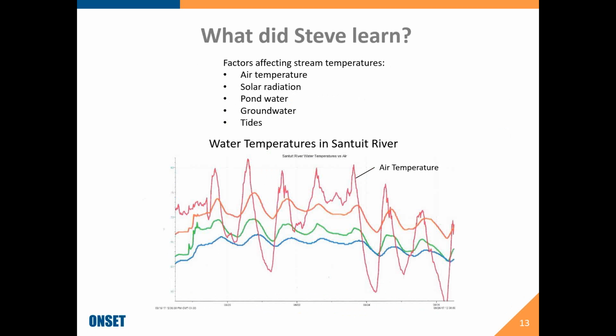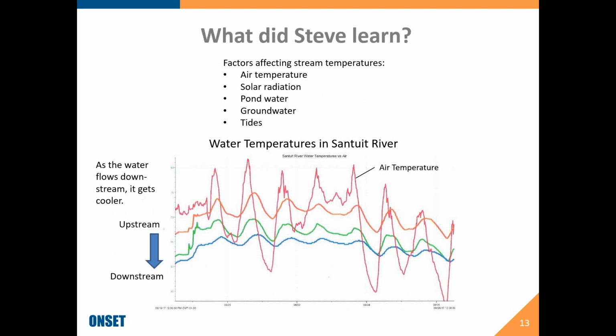What else did they learn? There's several factors that affect the stream temperatures: air temperature, solar radiation. You can see the daily fluctuations of air temperature, and you can see the corresponding fluctuations in water temperature. Those are the three lower lines, water temperature at different points in the stream. And as a matter of fact, they correspond to upstream to downstream. So the upper line, the orangish line, is the most upstream, and the blue line is the most downstream.